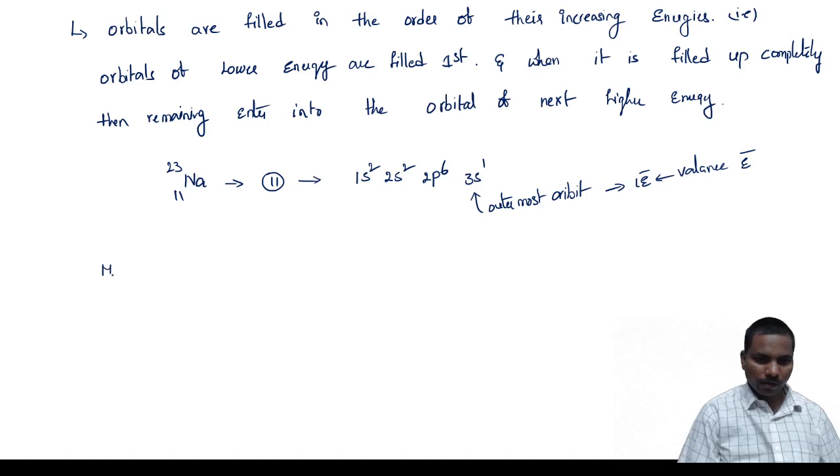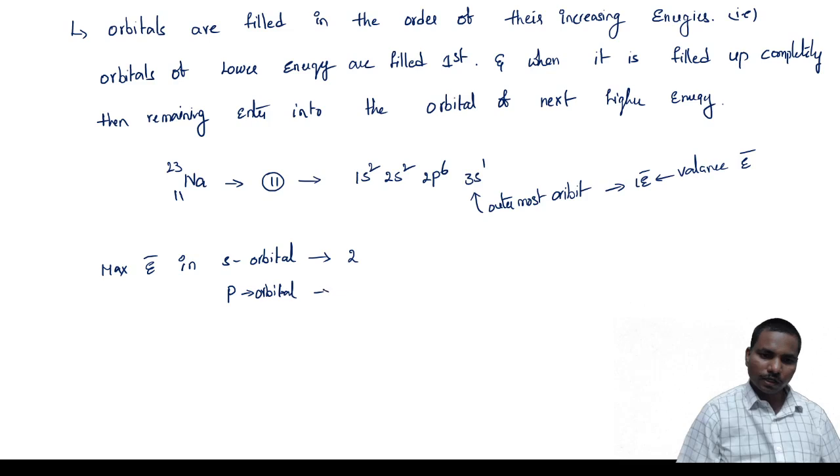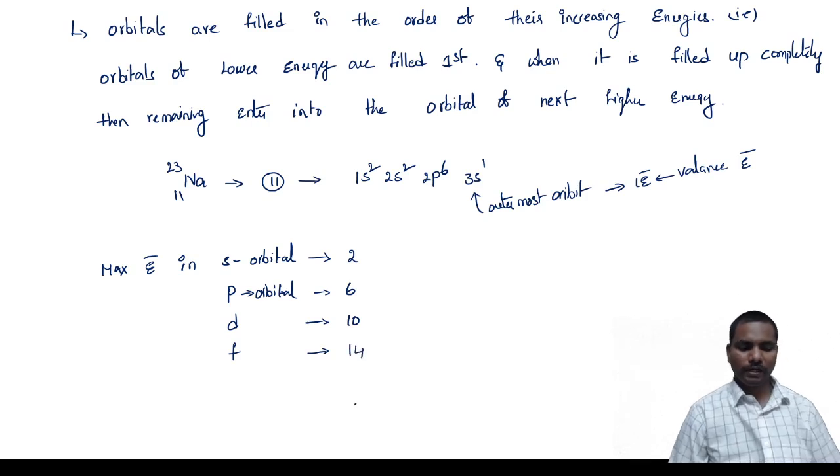We can fill maximum electrons in an s orbital: the maximum is 2 only. If you consider the p orbital, the maximum electrons you can fill is 6. D orbital, maximum we can fill 10. F orbital, maximum we can fill 14.